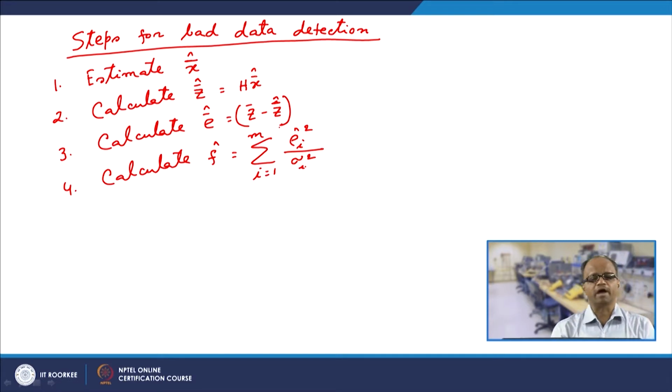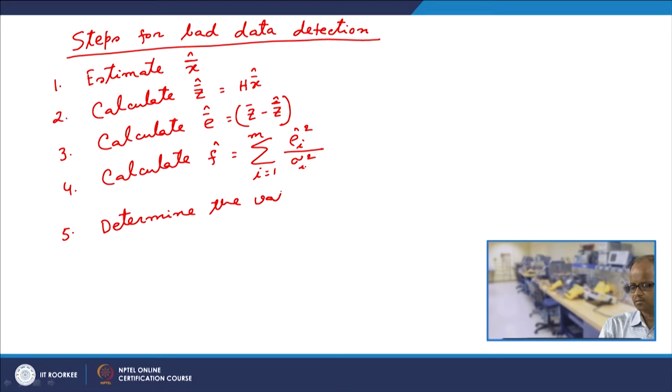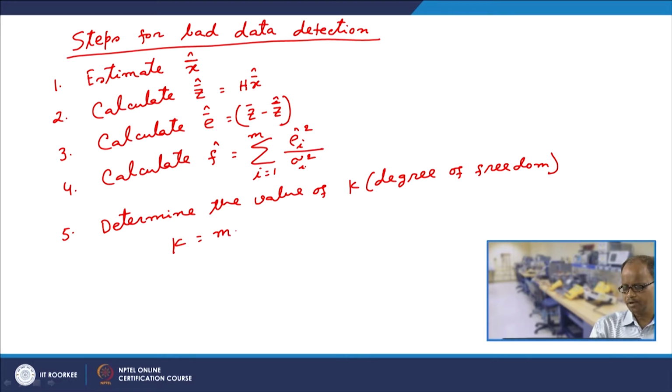Once I calculate f hat, we now consult our chi-square distribution curve. To consult it, first we determine the value of k. What is k? K is the degree of freedom. Now, how do I determine the value of k? K is nothing but m minus n.